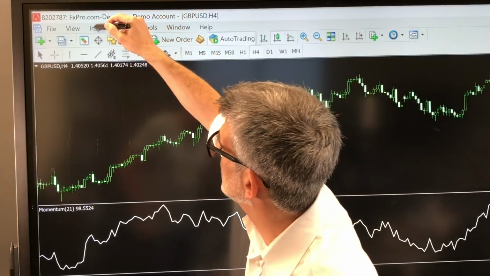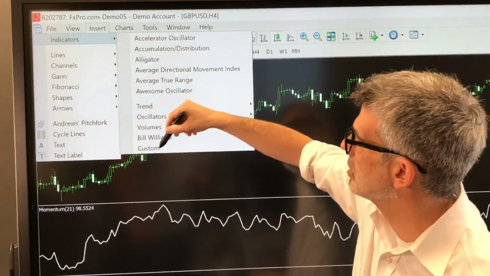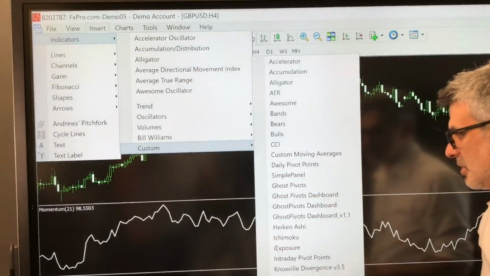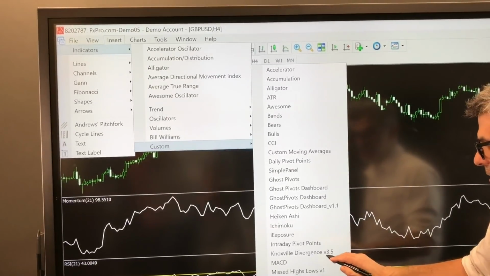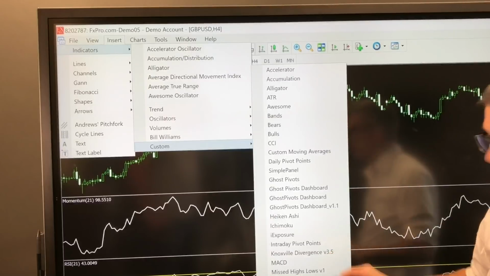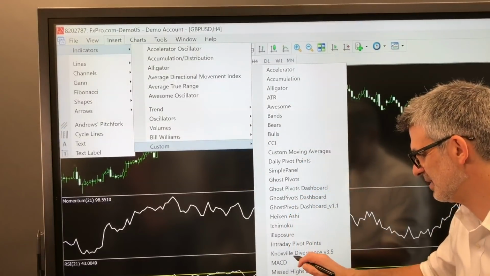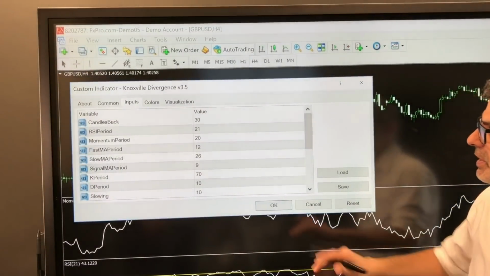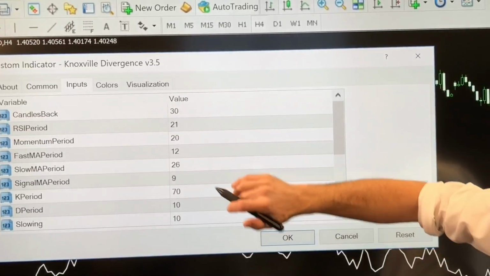Okay. And we're going to click Insert, Indicators, Custom. Now it's going to be down here at the bottom, Nate, which might be hard to see. Zoom out a little bit. Okay. And we're going to choose Knoxville Divergence 3.5. I'm going to get you a copy of this indicator for free. Knoxville Divergence pops up a box with all of our values, colors, everything else.